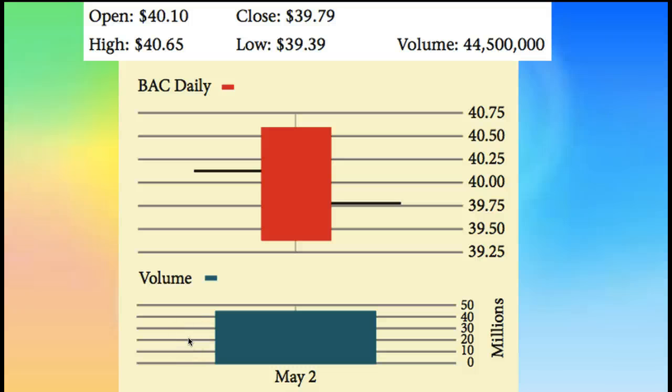Okay, that concludes our lesson for today on analyzing stock bar charts. At this point, you should understand each element of a stock bar chart as well as be able to graph it given the appropriate information.